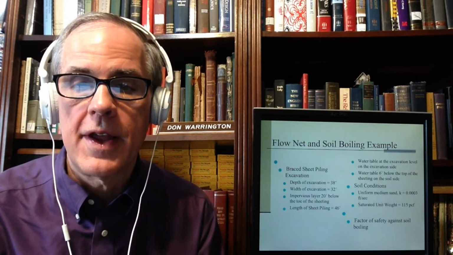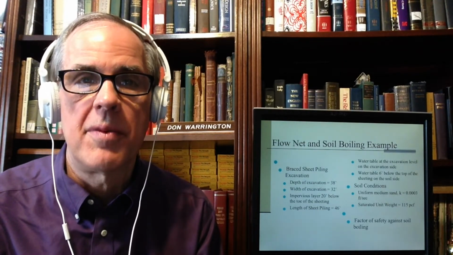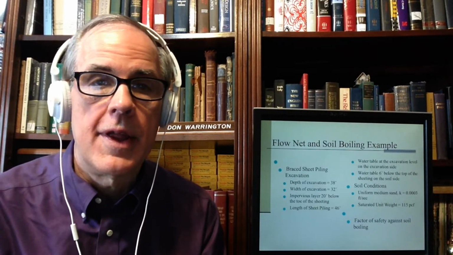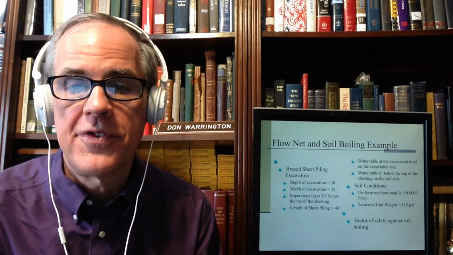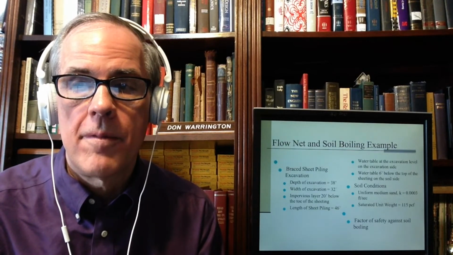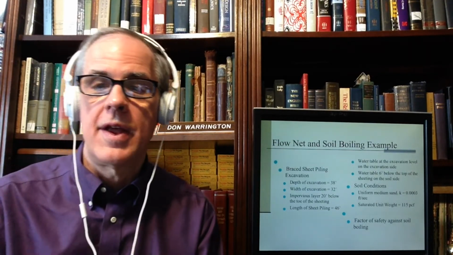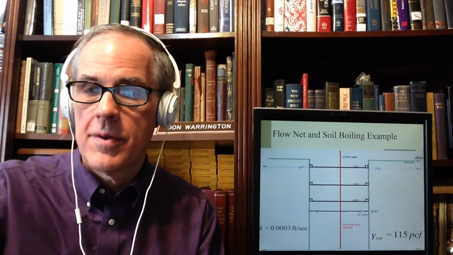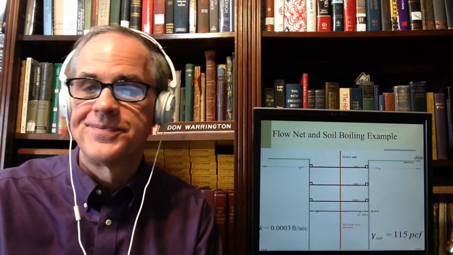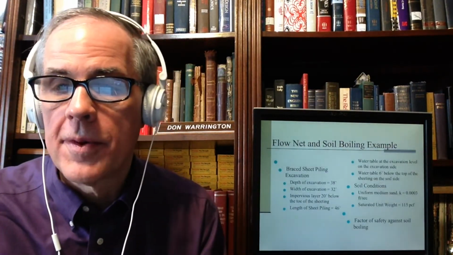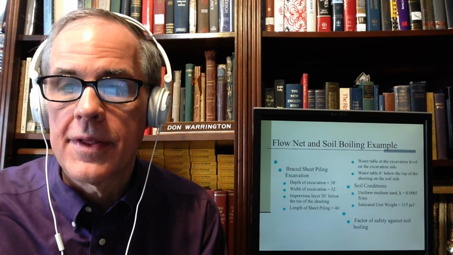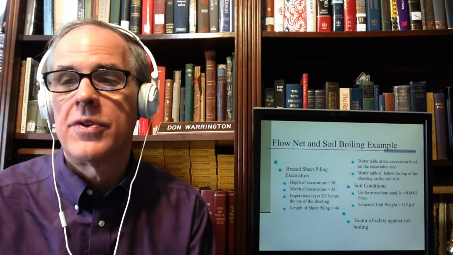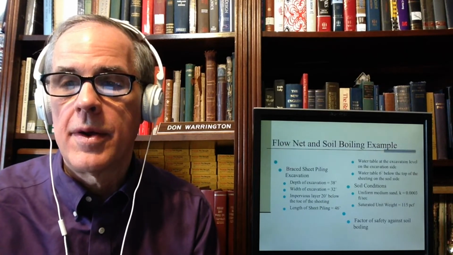There's an impervious layer 20 feet below the toe of the sheeting, really like a rock or something like that. The length of the sheet piling is 46 feet, and if you do a little math, you can compute that length right there. The water table on the excavation side is at the excavation level. In other words, it's right here. The water table is 6 feet below this way, right there.